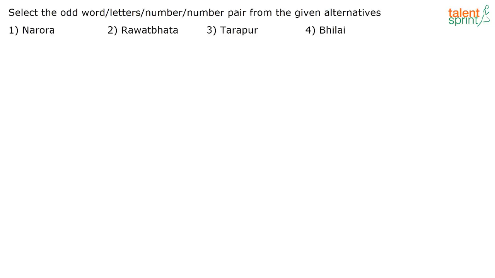The next question is there on your screen. Select the odd words or letters or number pair from the given alternatives. Narora, Ravatbata, Tarapur, Bilai.